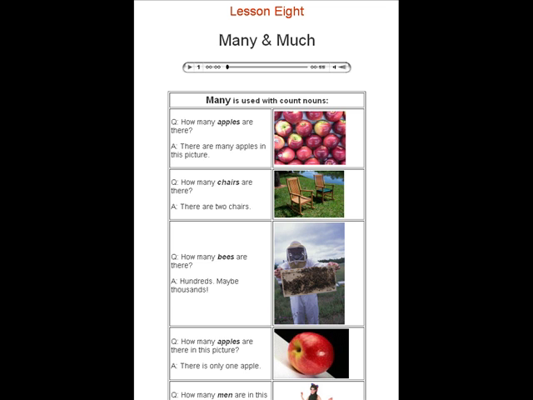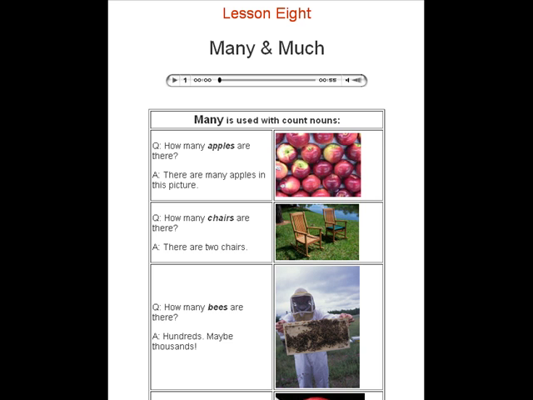We're going to take up, this is lesson 8, the use of the words many and much. Now, you can see down here that we have some drawings using those words. We will come back to those because there's an important thing that you need to know before using many and much.